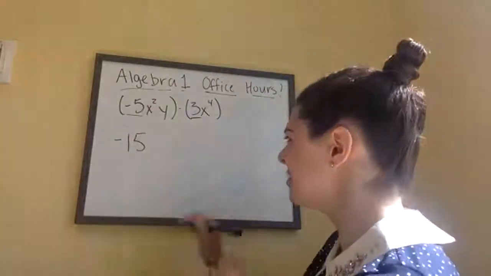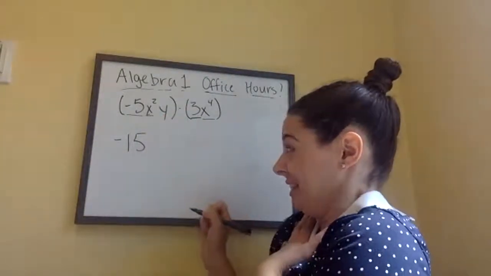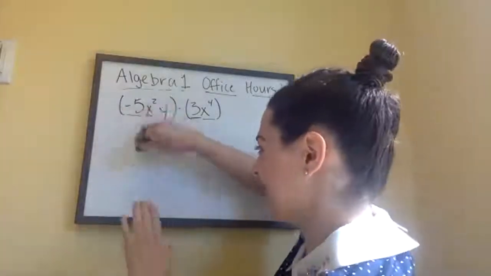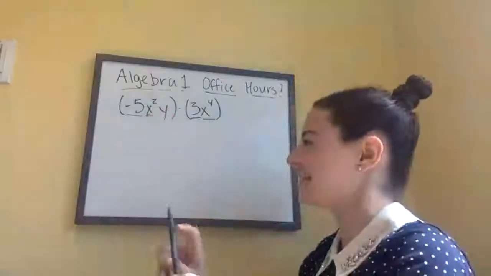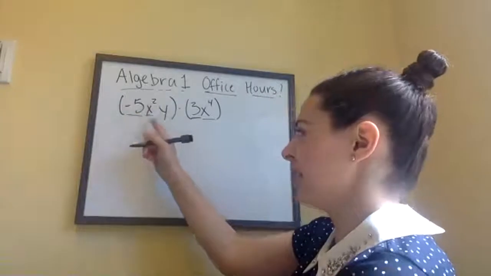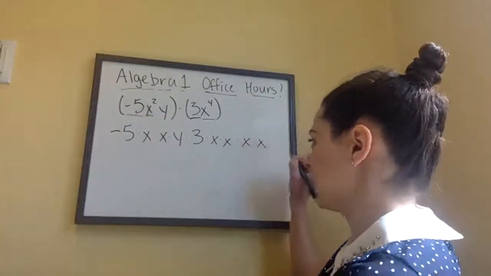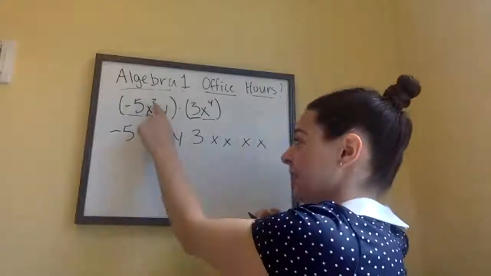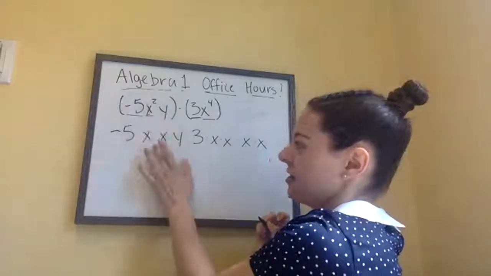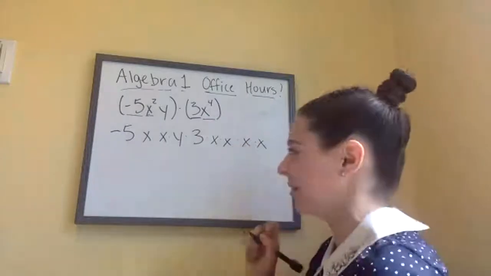The next thing I want to notice is that there's an x squared here and an x to the 4th. I'm going to backtrack. Instead of multiplying the coefficients first, let's expand all of this out so that you can see where the answer is coming from. -5x²y is like doing -5 times x times x times y. Hopefully you're recognizing that the exponent comes from how many times you're multiplying it with itself. So x squared is x times x. X to the fourth is x times x four times, okay?